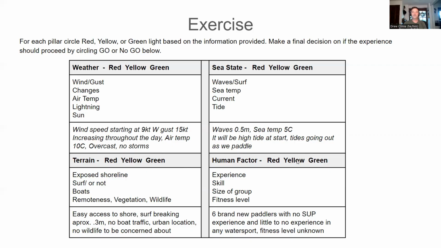So then what we do is we take a first pass and we assign what our colors are, red, yellow, green for each one. And then we take a second pass and say, how do we mitigate these? Are there locations we can use to get out of the wind? Yes, okay, maybe my red dropped to a yellow.